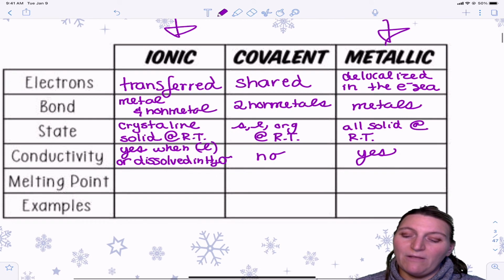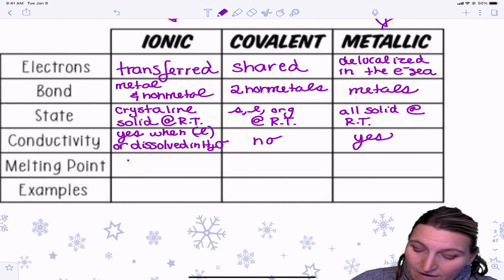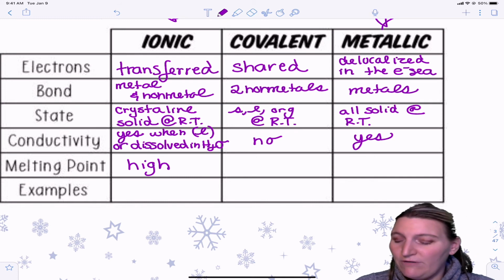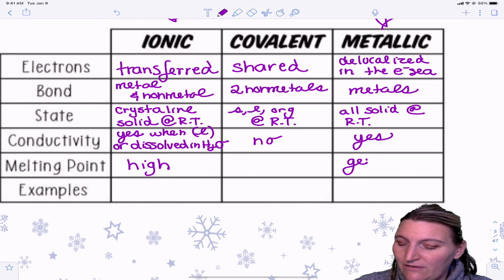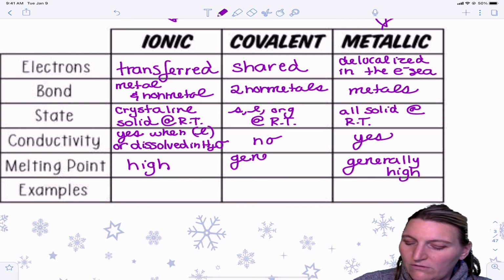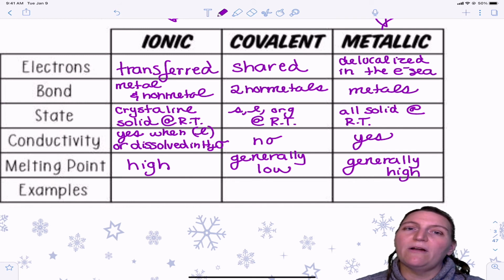Melting point. How does the melting point of these compare? Ionic compounds are very high. Metallic, generally high. It's less definite. And covalent compounds are generally low. That doesn't mean that there aren't exceptions. There are, of course, exceptions. But for the most part, covalent compounds have very low melting points. That's why many of them are gases or liquids at room temperature.